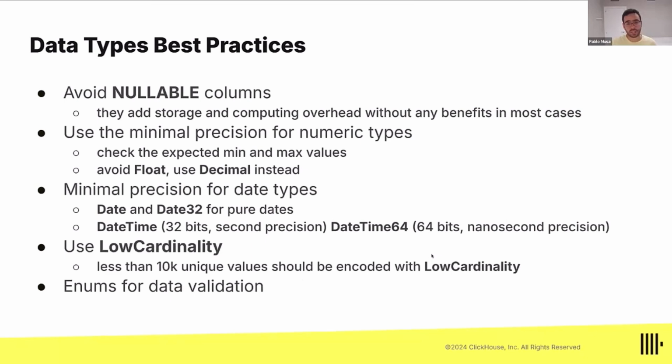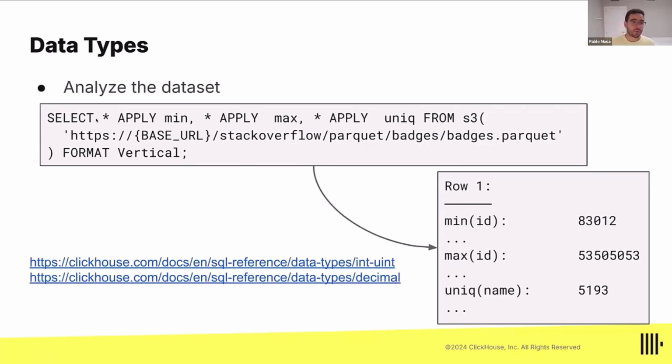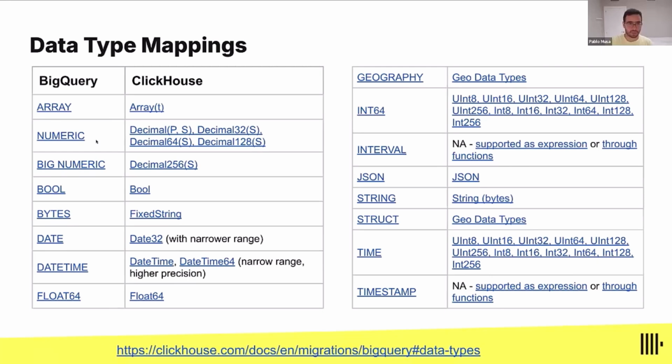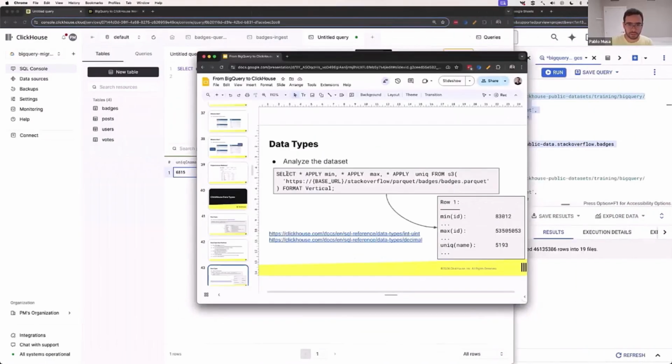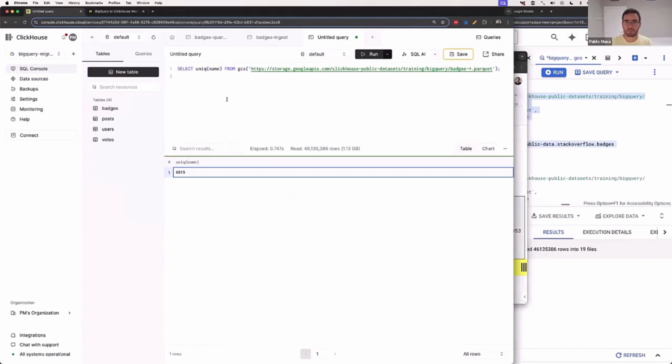Enums for data validation. So if you want to validate data, you can use enum. Otherwise, you can just use UInt8. That's also a small type. This is a nice query that kind of gives you the min, the max, and the unique for all the different columns that you have. Oh, sorry. I thought I was going to be able to copy from here. Let's see if I can do it. It's not planning on running this one, but maybe it just works out of the, okay, I need the base URL.